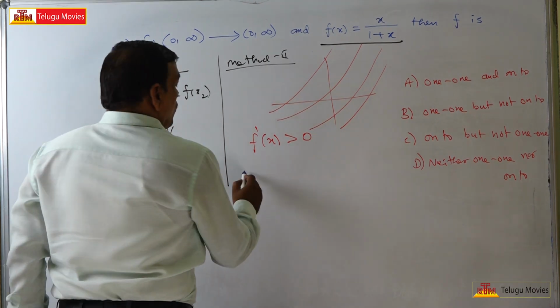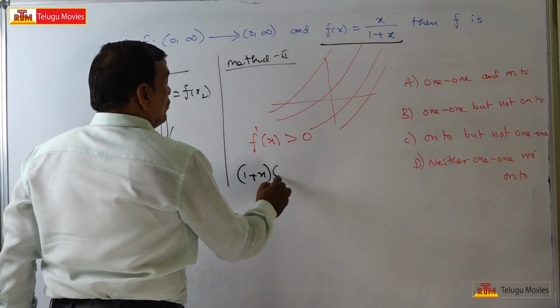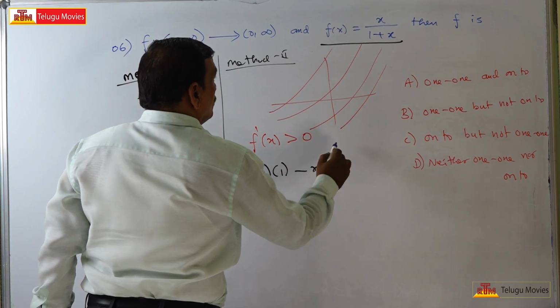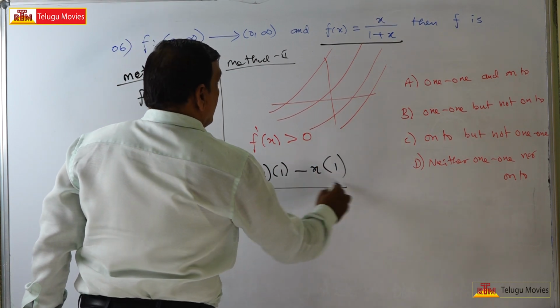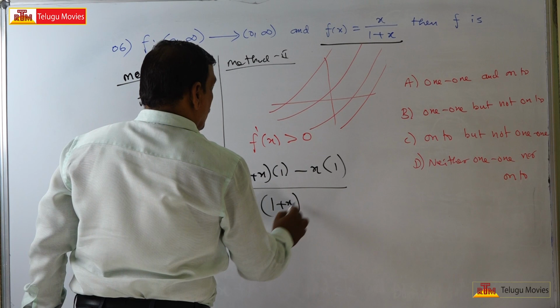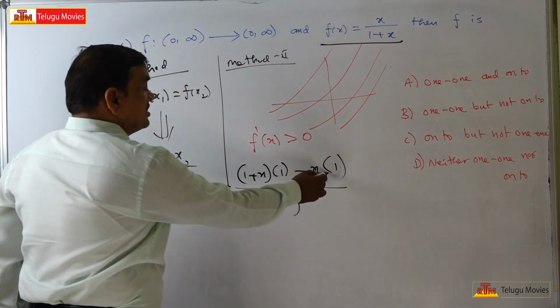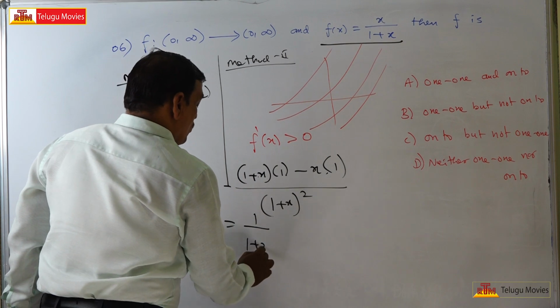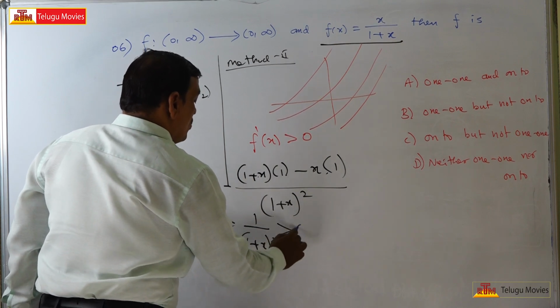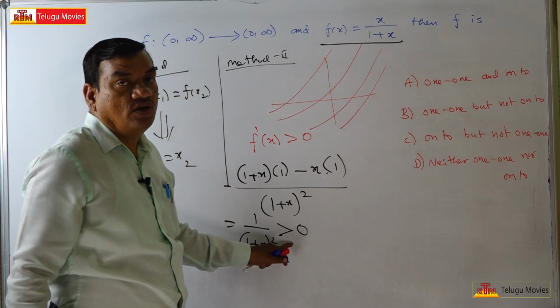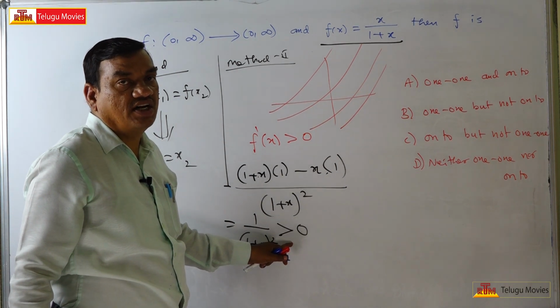That is (1 plus x) into 1 minus x into 1 plus 0, upon (1 plus x) whole square. Let us see what happens. Here plus x minus x cancel, leaving 1 upon (1 plus x) whole square. It is always greater than 0. It is always strictly greater than 0.